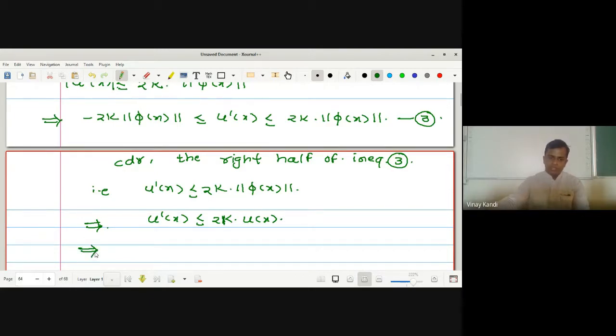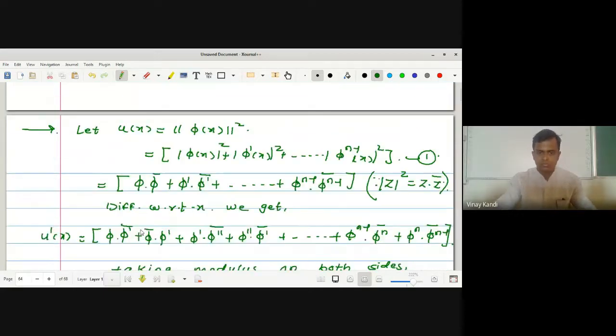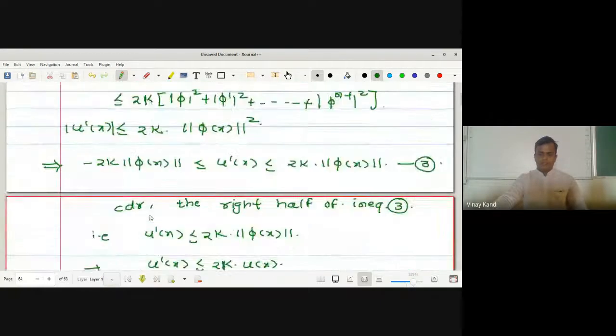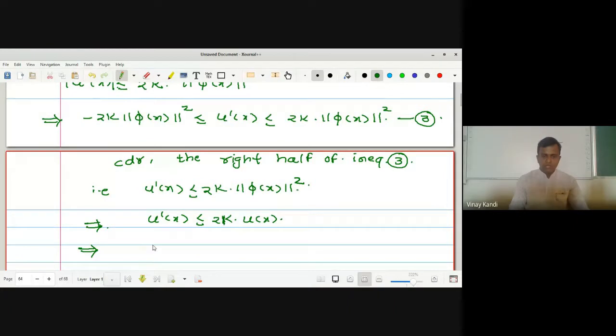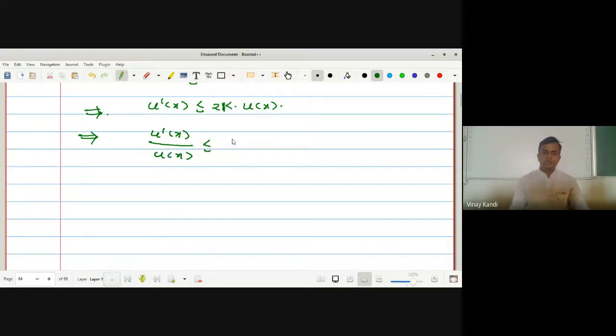So it implies, u of x is what? Norm of phi of x bracket square. Wait a minute. Square. Here you have the square, right? Okay, any doubt? So this is u of x. What it implies? U dash of x upon u of x is less than or equal to 2k.